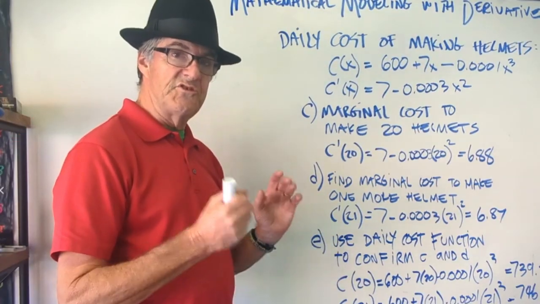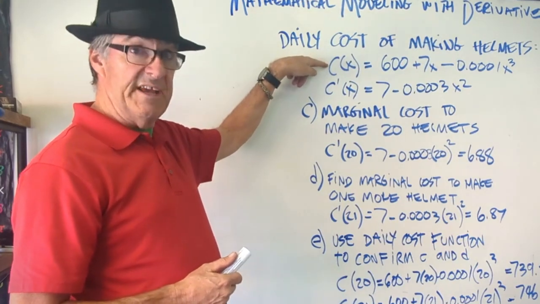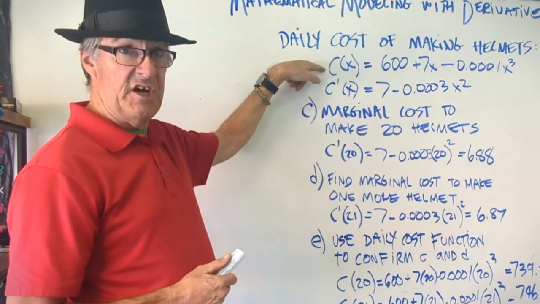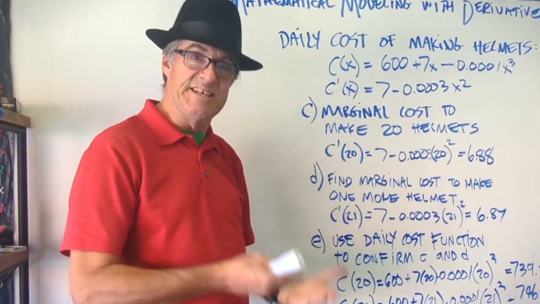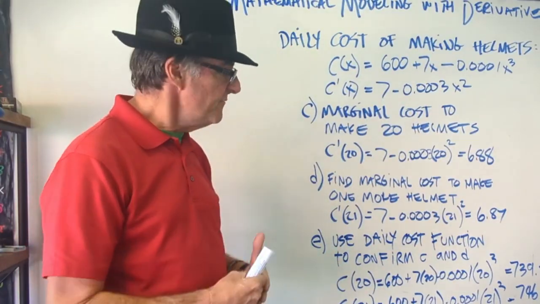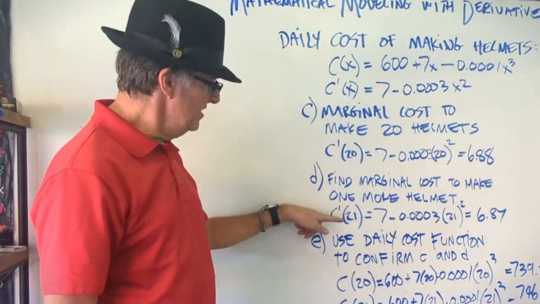All right, so the total daily cost, all I have to do is calculate the total daily cost for 20 helmets, and then calculate the total daily cost for 21 helmets, and subtract the 20 from the 21, and the difference is that marginal cost. So that difference should equal this. That's the marginal cost when we went from 20 to 21.